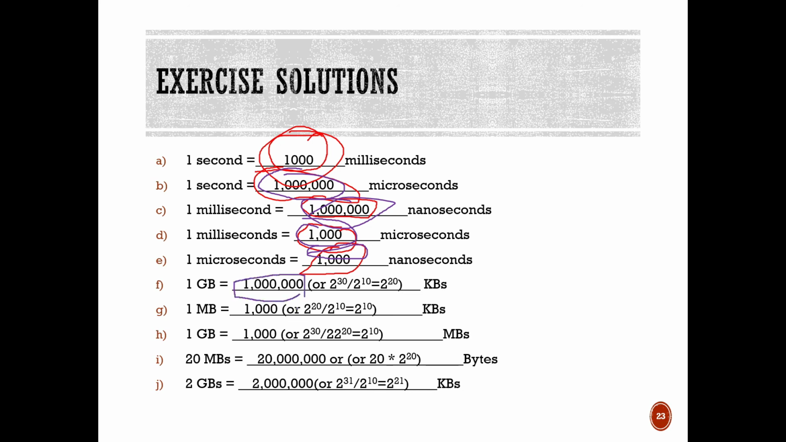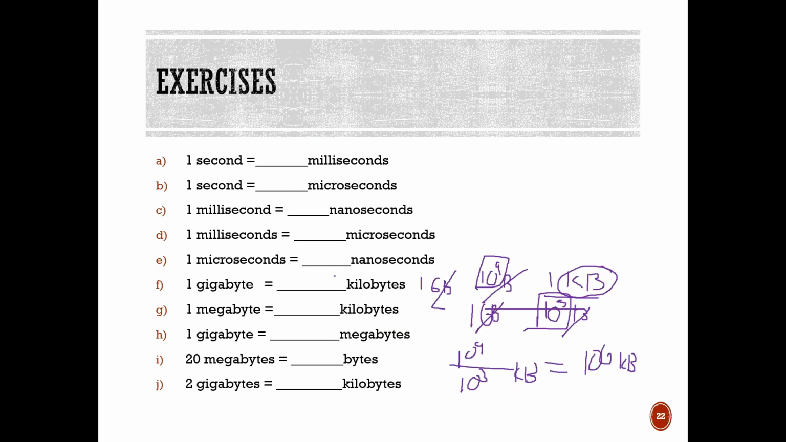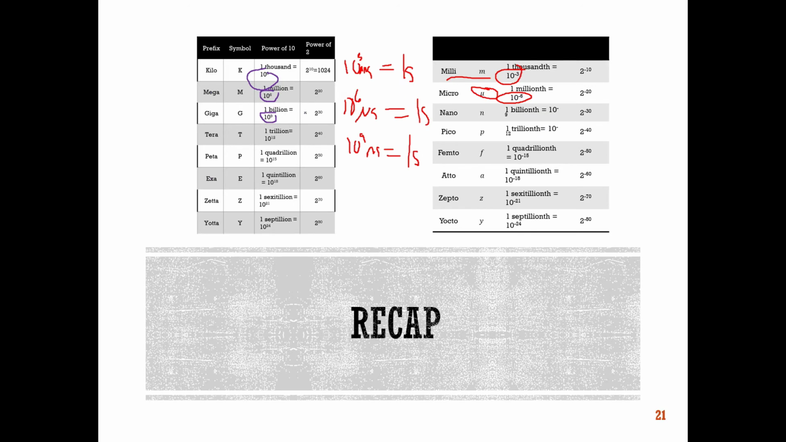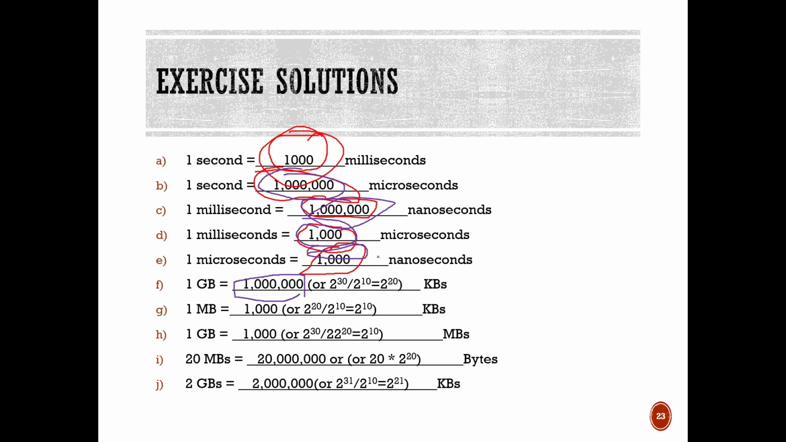And you can also do it with powers of 2. So for gigabytes, in powers of 2, it's 2 to the 30, and for kilo, it's 2 to the 10th. So you just divide those, 2 to the 30 divided by 2 to the 10, leaves us with 2 to the 20 kilobytes.